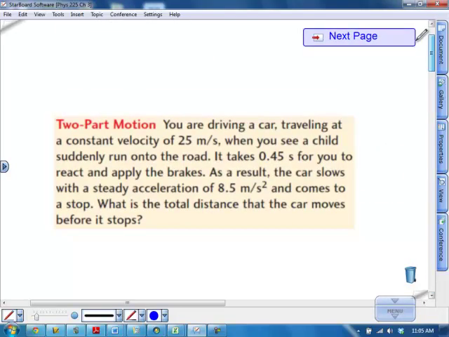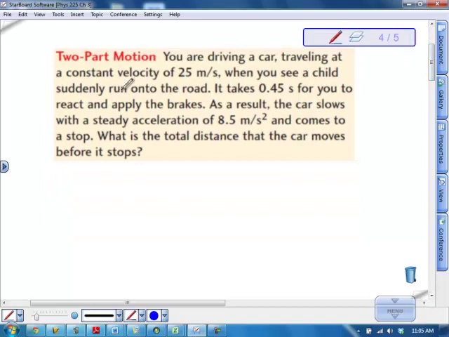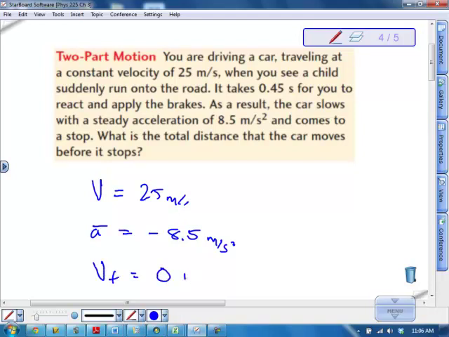Okay. Next, let's say we're driving a car traveling at a constant velocity of 25 meters per second. We see a child run into the road, and it takes us 0.45 seconds to react and apply the brakes, and then the car is going to start accelerating in the opposite direction at 8.5 meters per second squared. So I put negative because I know that acceleration is in the opposite direction. It's going to come to a stop, so the final velocity is going to be equal to 0. This is my initial velocity up here when I start to stop.